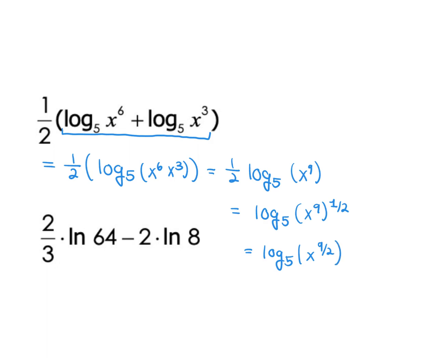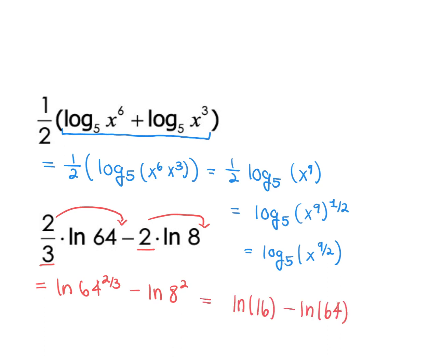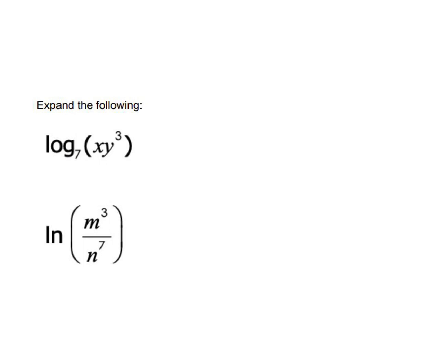Okay, so for the next one, we have 2/3 ln of 64 minus 2 times ln of 8. So we're first going to bring the 2/3 to be the exponent of 64 and 2 to be the exponent of 8, which will be ln 64 to the 2/3 power minus ln of 8 to the 2nd power, which will be ln of 16 minus ln of 64, which will be ln of 16 divided by 64, which will be ln of 1/4.